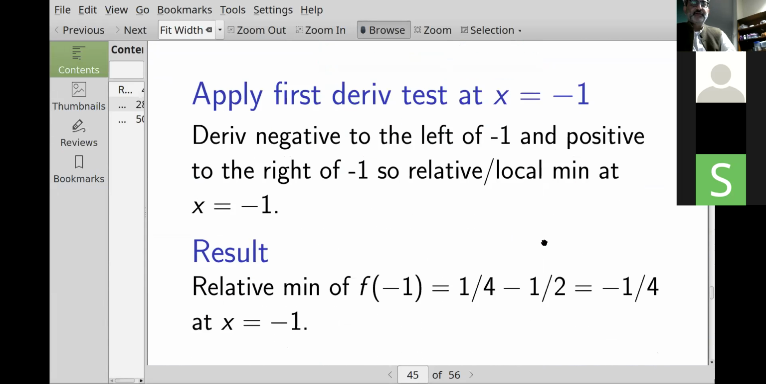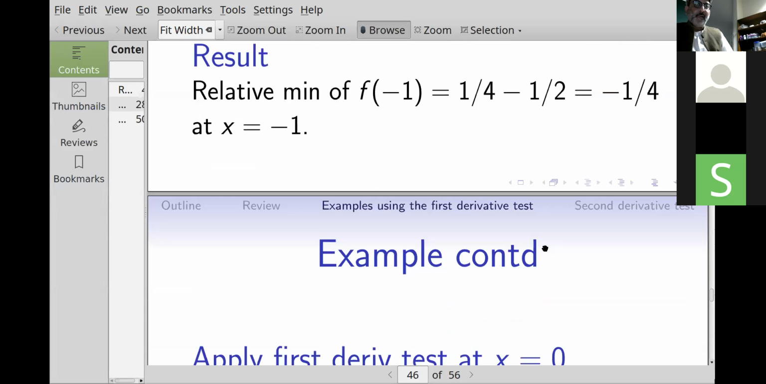Okay. So we determined that there was a local minimum, or a relative minimum, at x equals -1. We want to know what that value is. We put in f of -1, and we get -1/4. So we say that there's a relative minimum of -1/4 at x equals -1. Sir, if you put -1 into x over 4, shouldn't it be -1 over 4? But over here it's written 1/4. No, it's x to the 4th, right? So -1 to the 4th will be 1. Okay, sir.